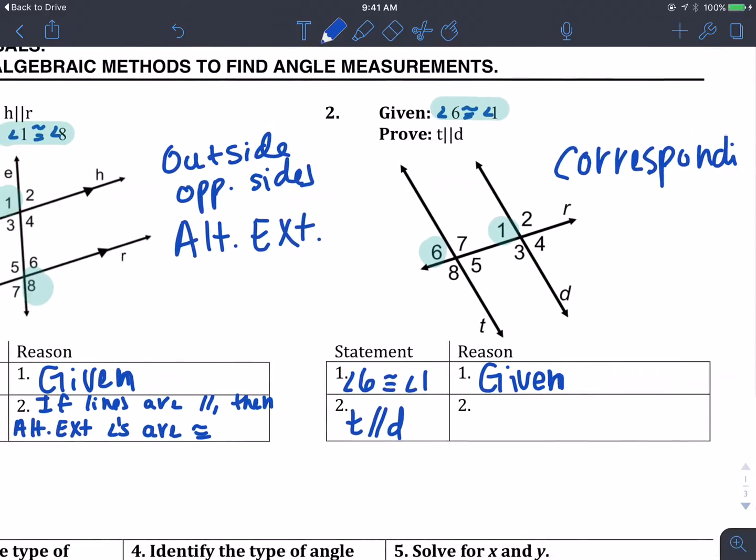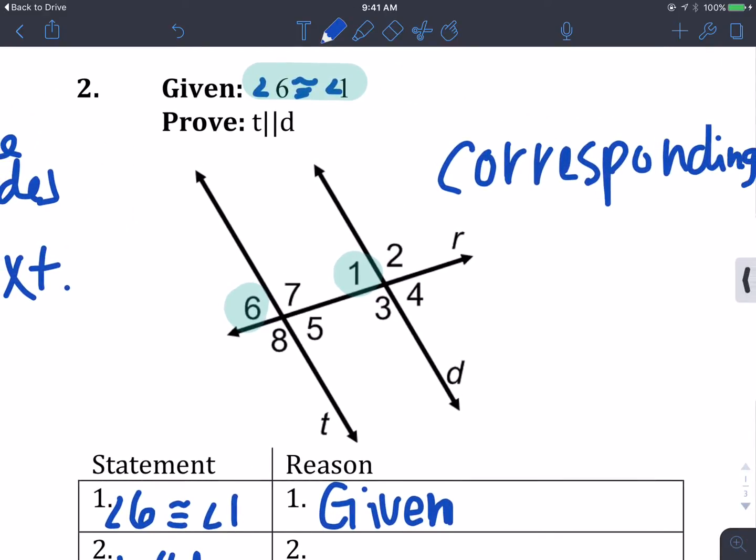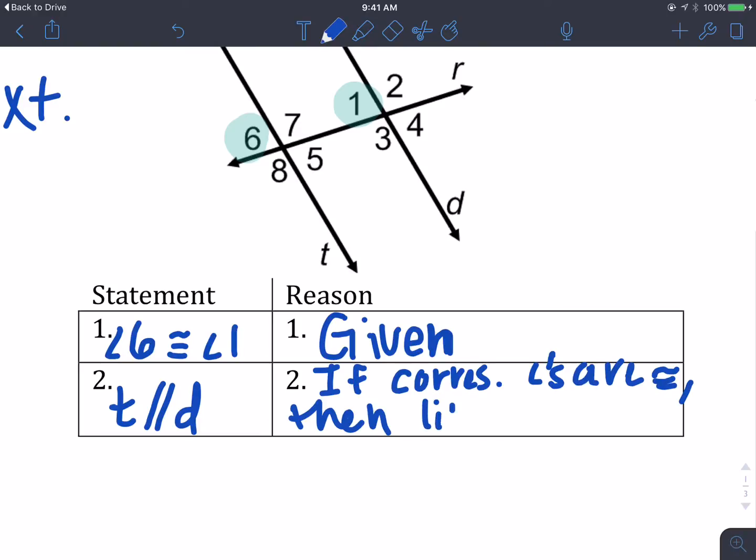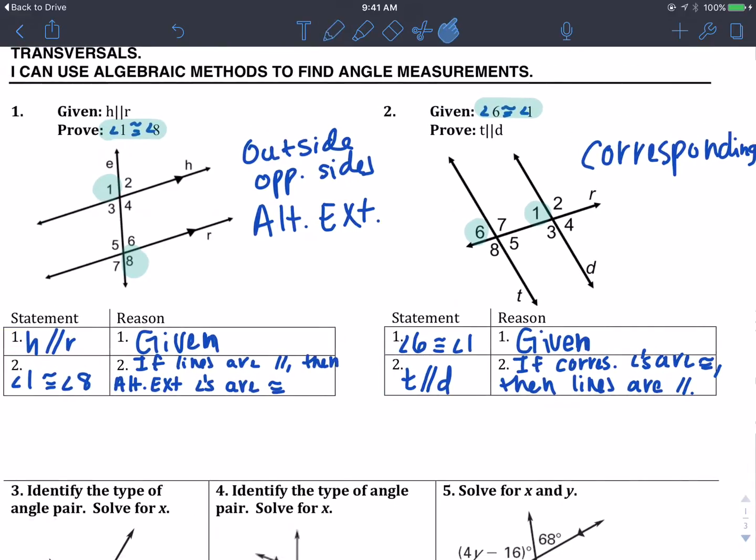Oh, and I'm going to run out of room here. So if corresponding, and I'm going to abbreviate a little bit here, angles are congruent, then that proves that the lines are parallel. So start with the one you know, start with the one that was the given, and then the second one is what you're trying to prove, that the lines are parallel. So there are our little proofs.